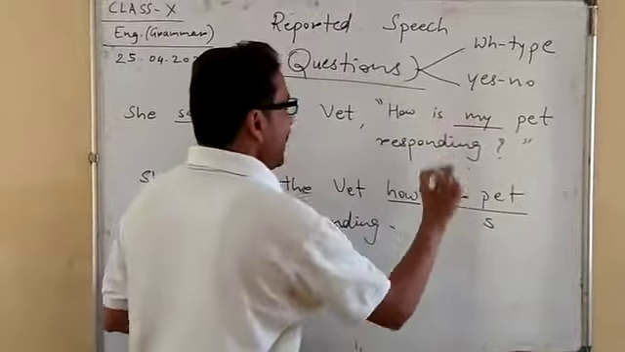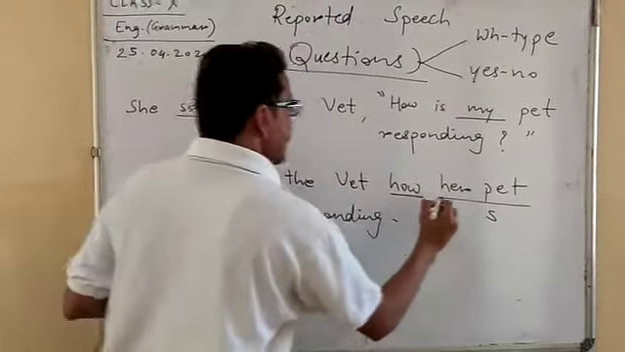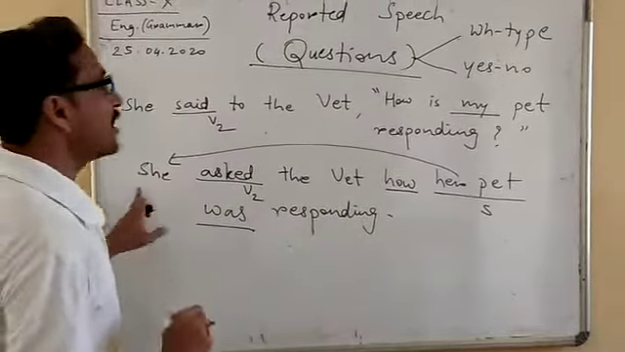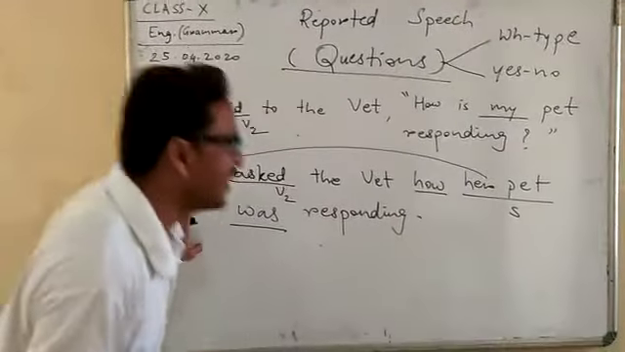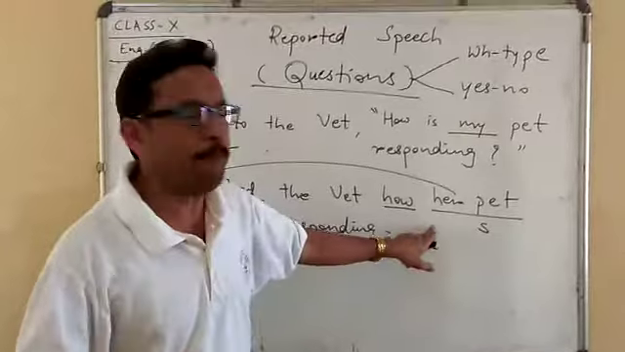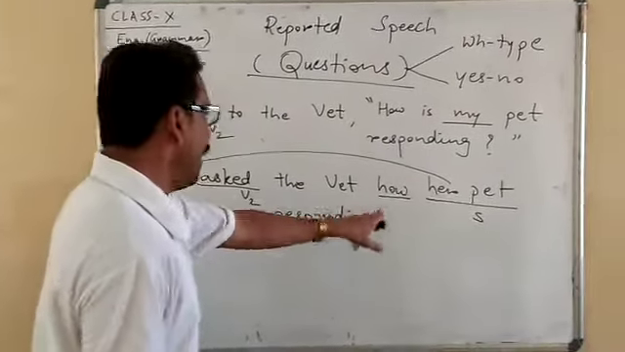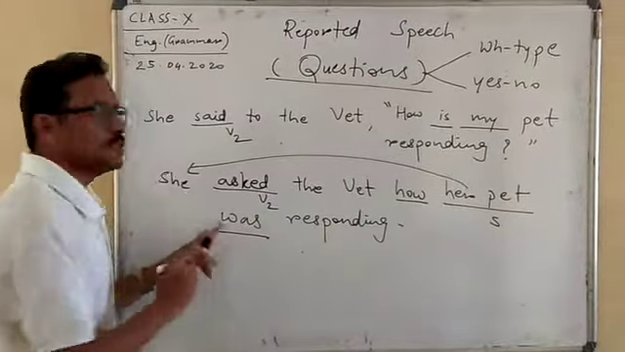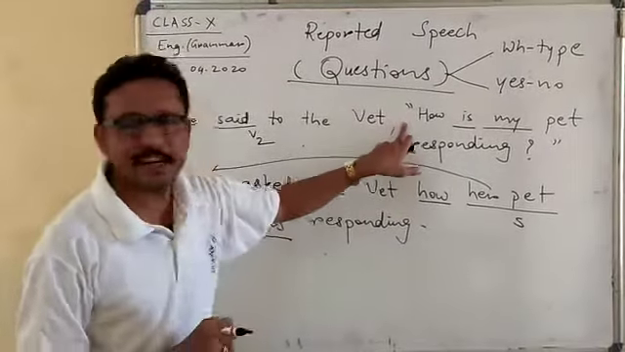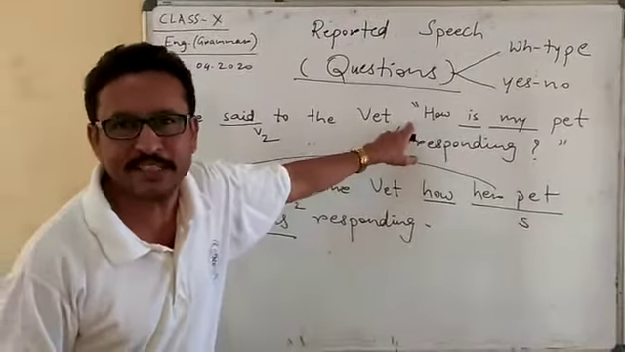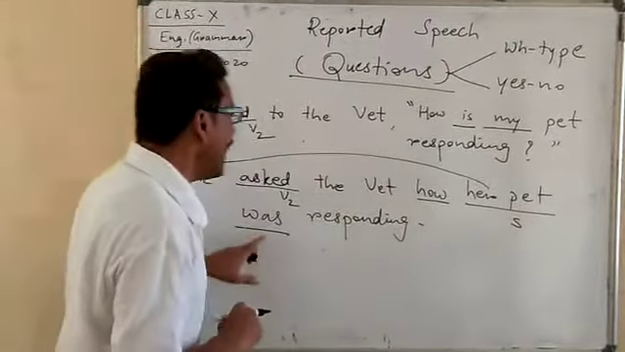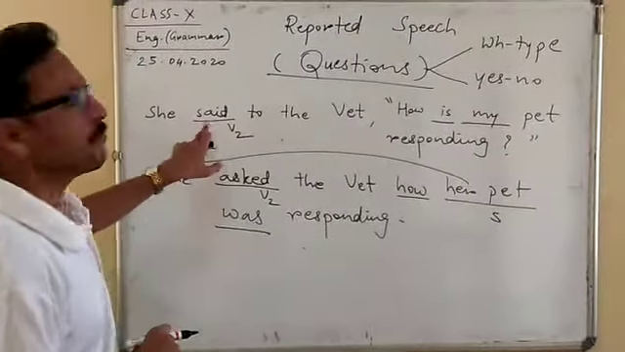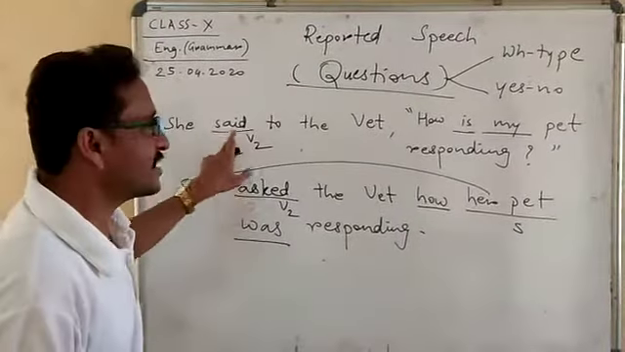Now my pet. My has become her, because this refers to her pet, meaning the pet of the speaker, Mrs. Pumphrey's pet. That is why instead of saying my pet, it becomes her pet. How her pet was responding. Now is responding becomes was responding. This is present continuous tense, or present progressive tense, and we changed it to past continuous tense, or past progressive tense, because the reporting verb is in the second form.